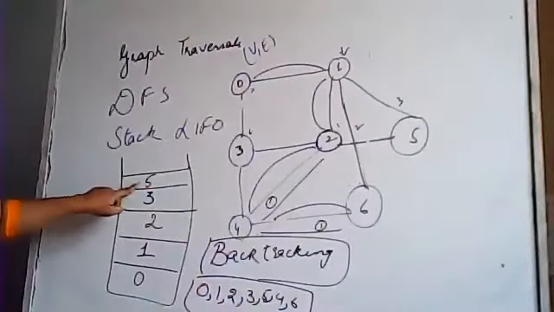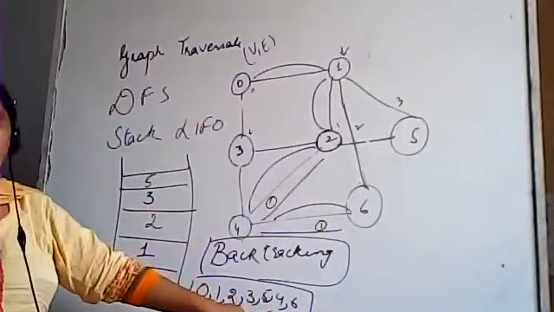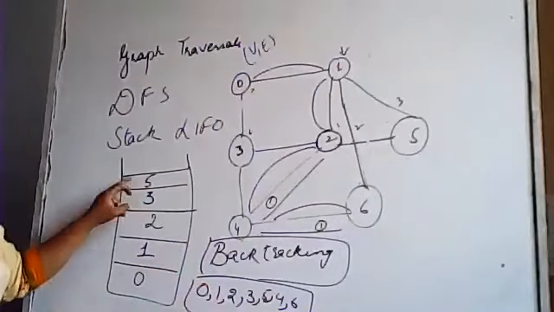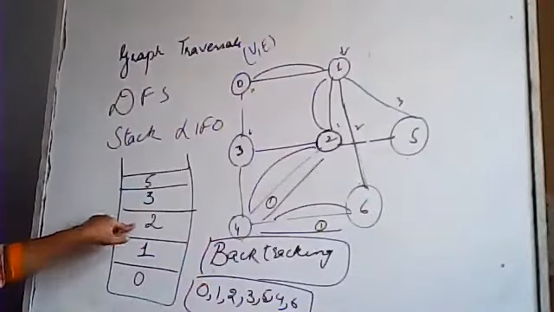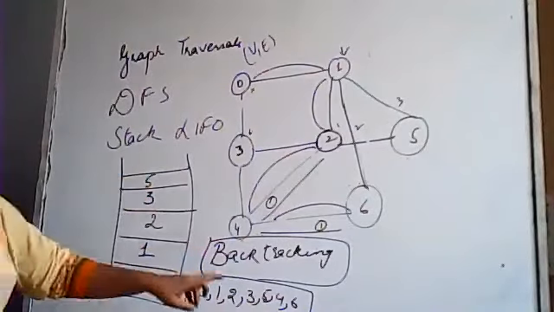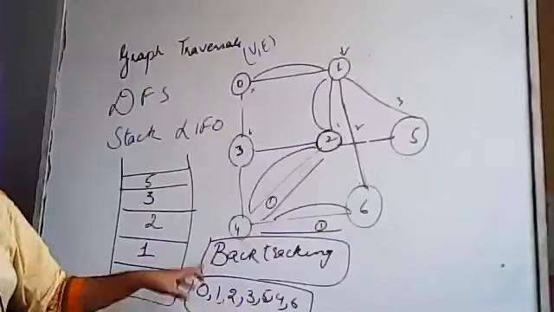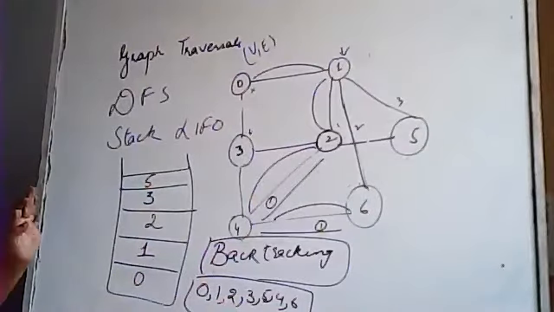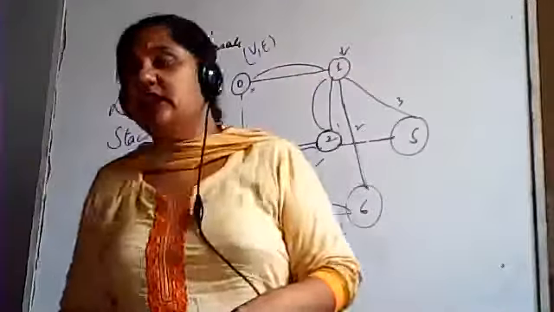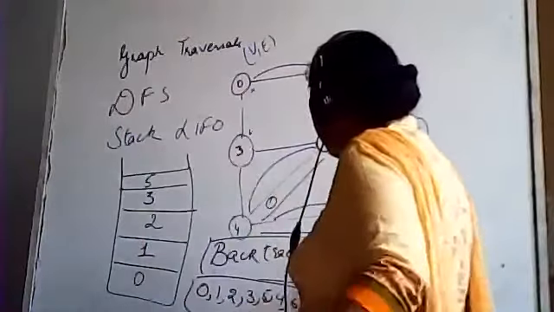See, 6 and 4 are already out. Then, because you have inserted 2's adjacent nodes, that is 3 and 5, you pop out 5, then pop out 3, then pop out 2, 1 and 0. This way you can do it. Or there is another traversal for this, we can also try that.